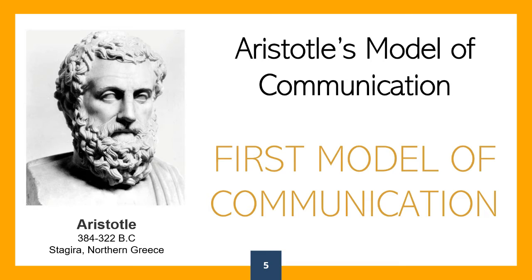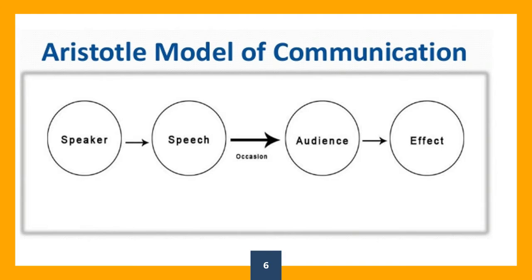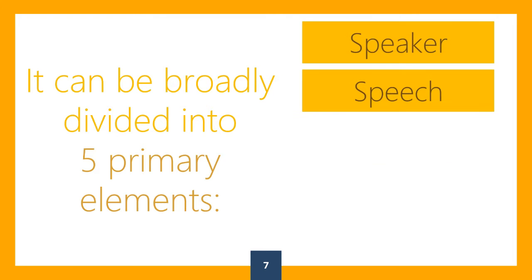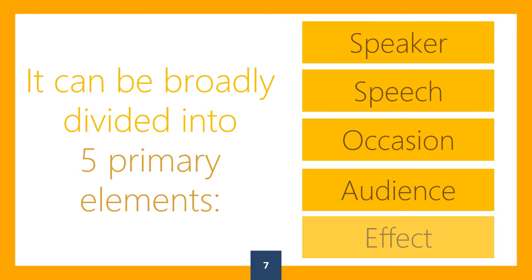When we talk about Aristotle's model of communication, it is considered as the first model of communication and was proposed before 300 BC. Aristotle's model is mainly focused on speaker and speech. This is an example of Aristotle's model of communication. It can be broadly divided into 5 elements. We have speaker, speech, occasion, audience, and effect.